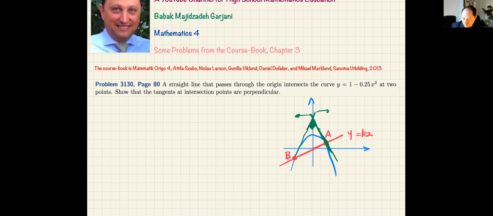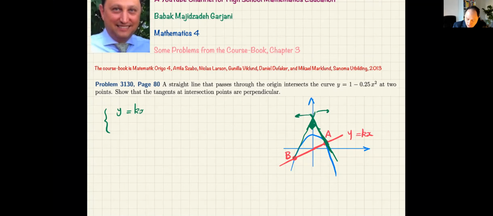I have to differentiate my function and put the x coordinates of the point of tangency there. But the problem is that I don't have the points of tangency here. The only information that I have is the points of intersection between this red line and the blue curve. So if I want to find that, I need to make a system of equations.